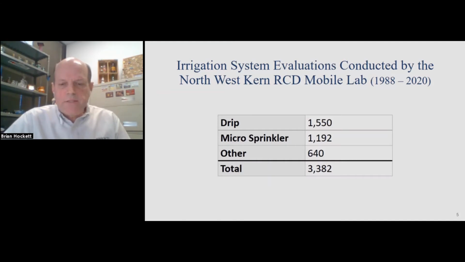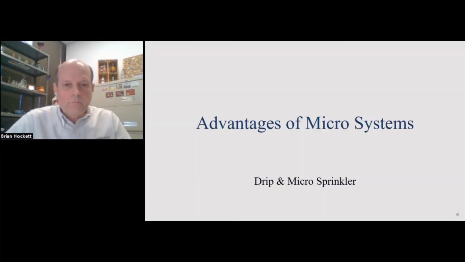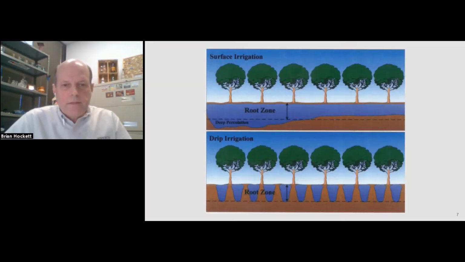As you can see by the numbers, most tests have been conducted in microsystems. And for good reason, as a lot of farmers have converted and continue to convert from surface irrigation to pressurized systems, or micro. Conversions have taken place because there are a lot of advantages to microsystems. Some being obvious, as you can see in this comparison of drip versus surface irrigation.